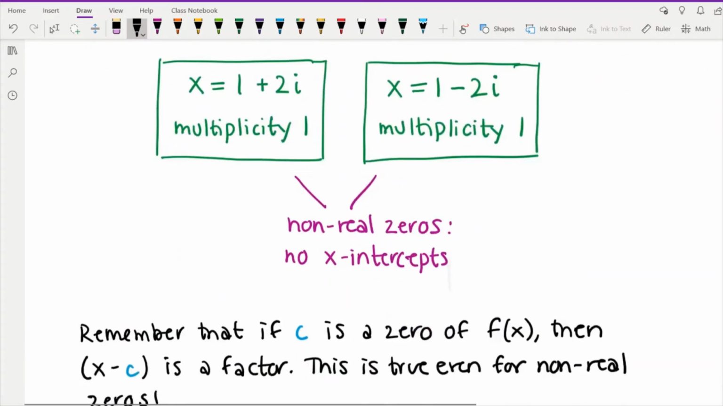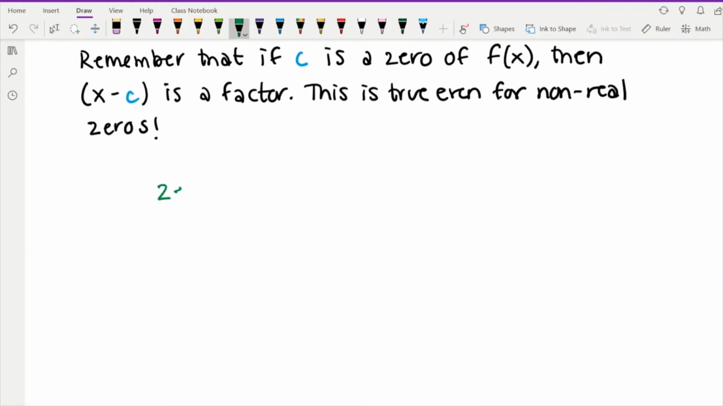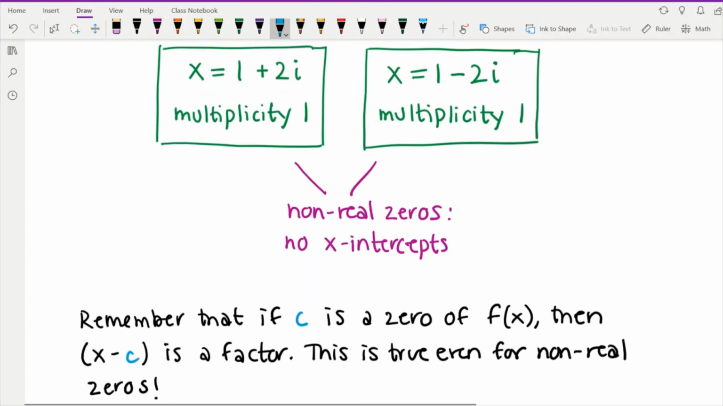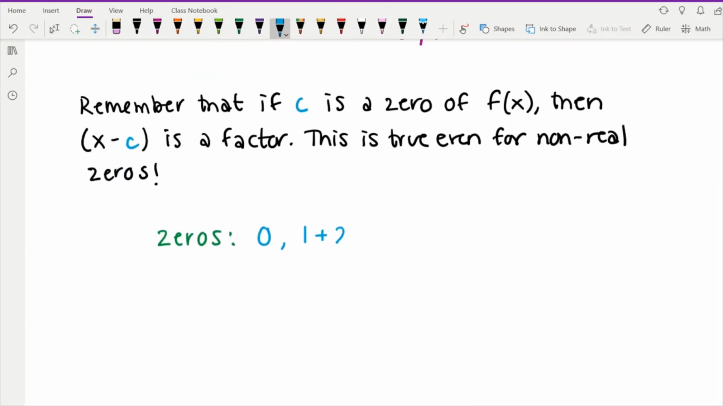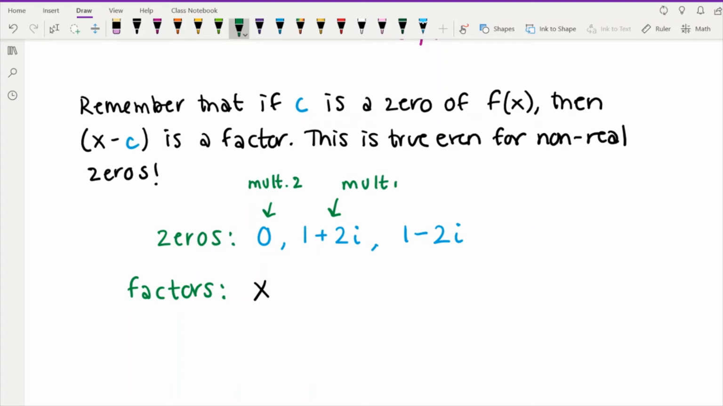So what are our three zeros in this case? Our zeros were 0, and that had multiplicity 2. And then for our two non-real zeros, we had 1 plus 2i and 1 minus 2i. And what is that going to give us as our corresponding factors? Well, for the first one, we'll have x minus 0, which is just x, right? But then it's multiplicity 2, and let me make a note of that. So this one was multiplicity 2, this was multiplicity 1, and this was also multiplicity 1.